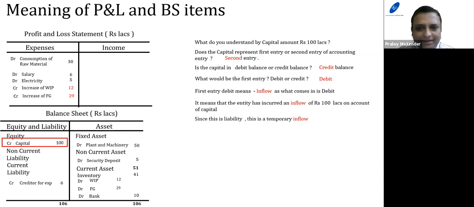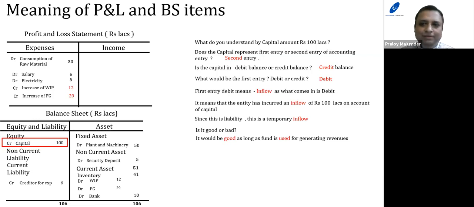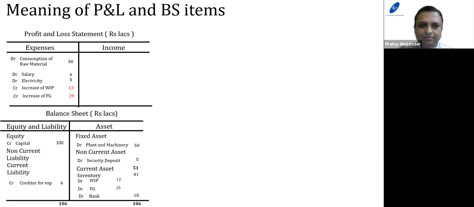Since this is a liability, this is a temporary inflow. Now, is it good or is it bad? It would be good as long as the fund is used for generating revenues. That means when this liability is taken by the entity in the form of equity, if it is used properly and generating revenues, then it is good. Otherwise, it may not be good.